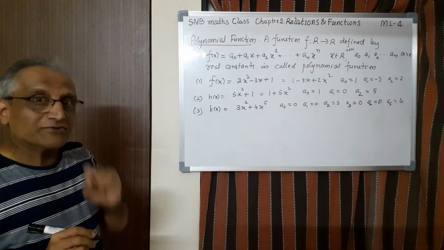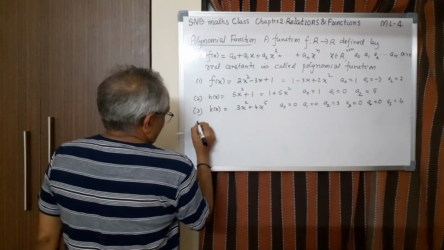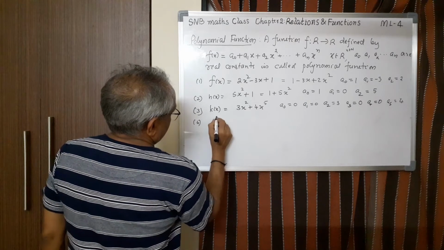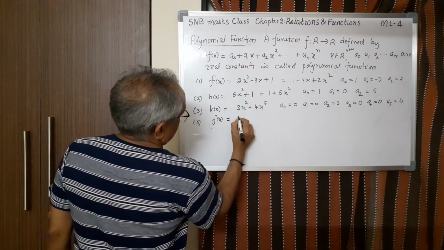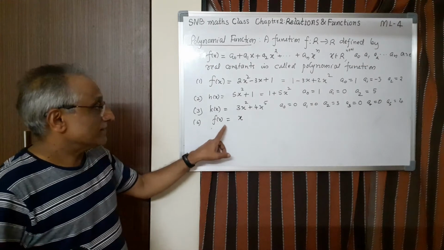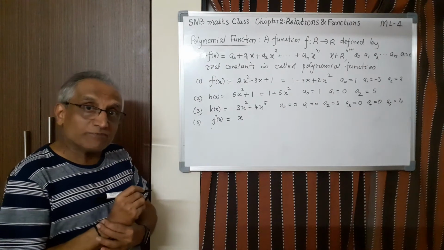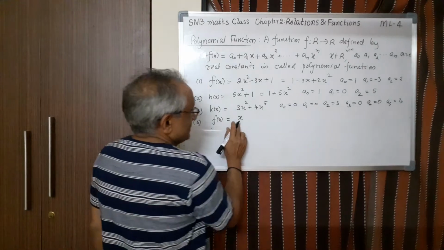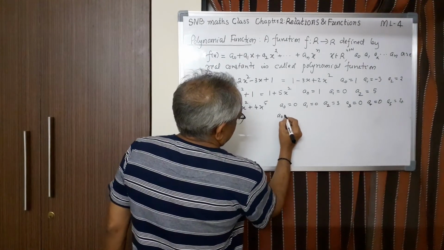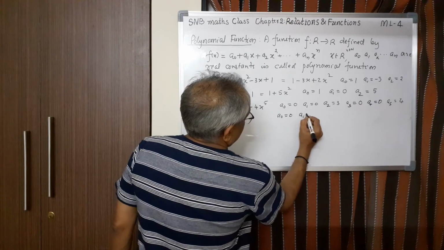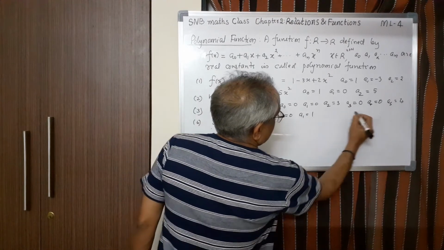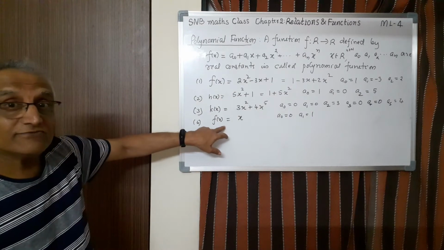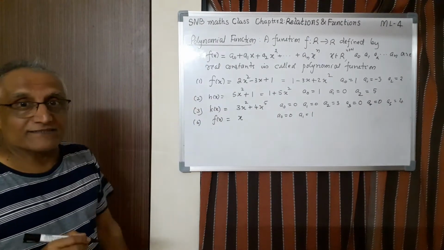Now the important question is, suppose I write f of x equal to, say, x, because we have already seen this one, the identity function. Is it a polynomial function? Yes, because here a naught is 0, a1 is 1, and all other values will be 0, because the highest power is x. So the identity function is also a polynomial function.